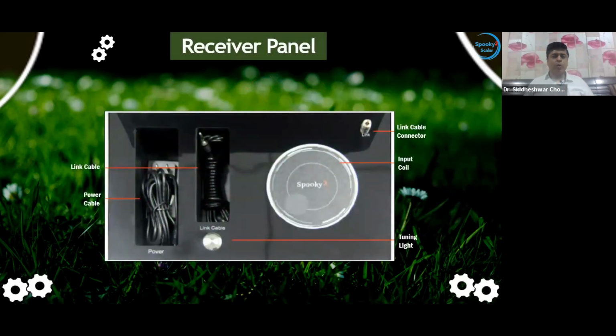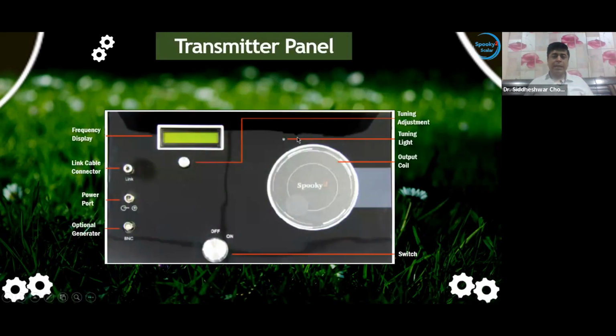Now, one thing left is the tuning light. This is a red color light whose intensity you have to monitor for tuning the scalar field. This is the heart of the scalar tuning. You have to monitor the intensity of this LED, right? This is the most important part.